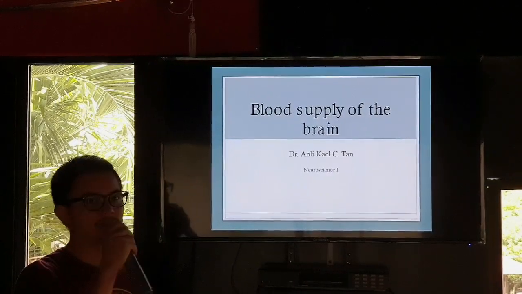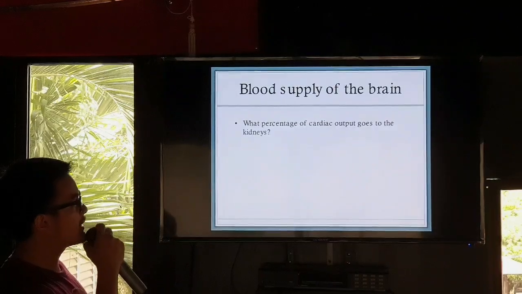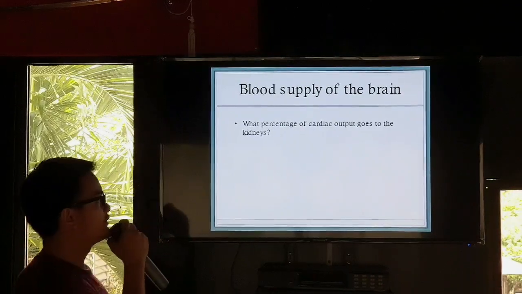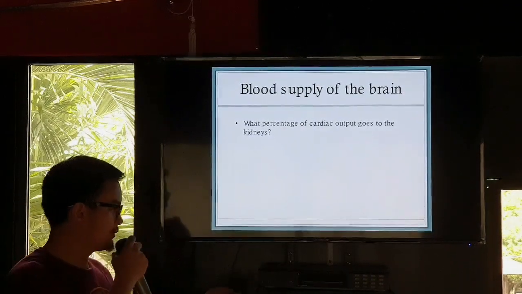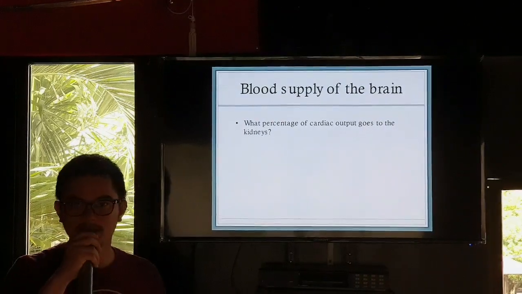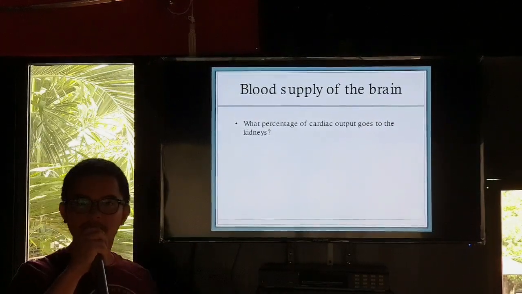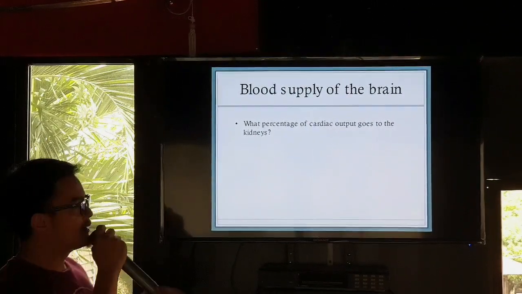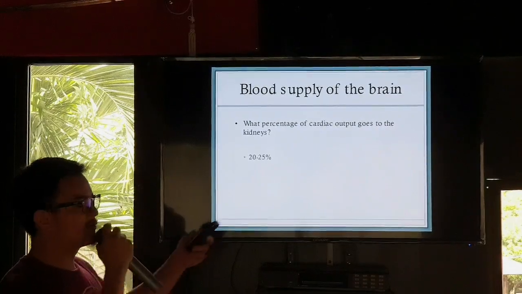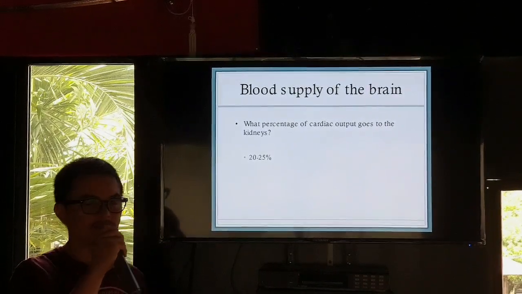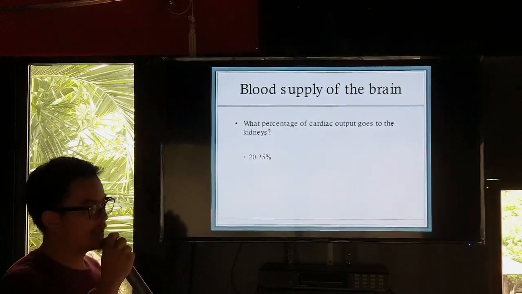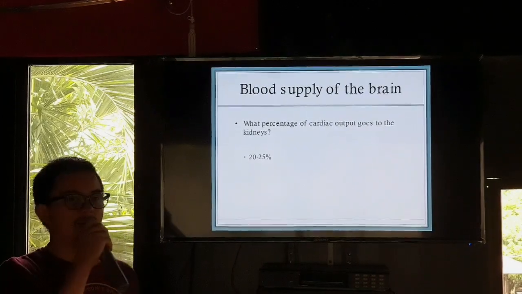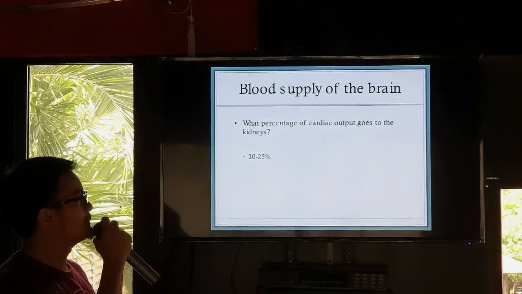So, blood supply of the brain. First, let us compare the percentage of blood that the brain gets compared to your other organs. Do you know what percentage of cardiac output goes to the kidneys? Cardiac output is the amount of blood your heart can pump per unit of time. Around 20 to 25% goes to the kidneys. That's about 1/4 to 1/5 of your whole cardiac output.